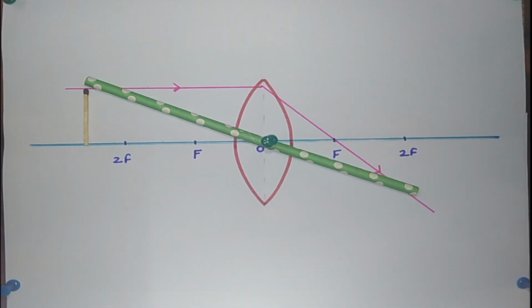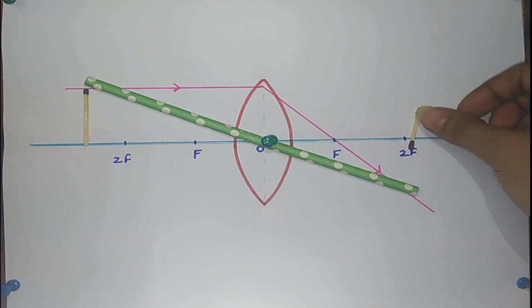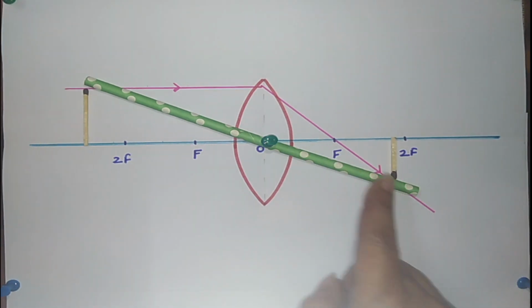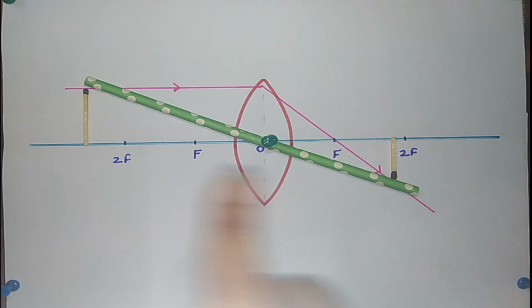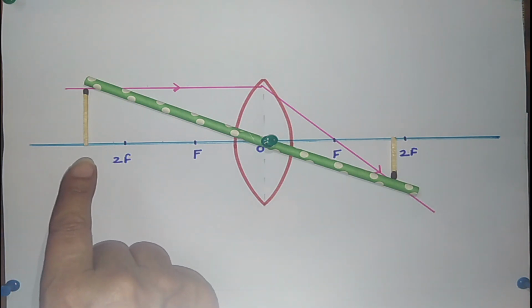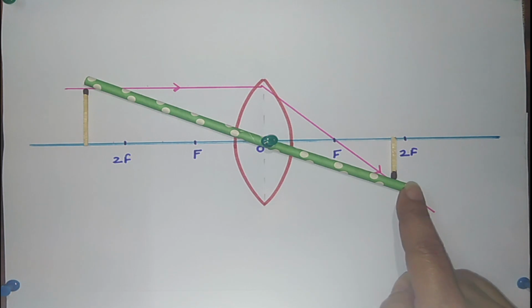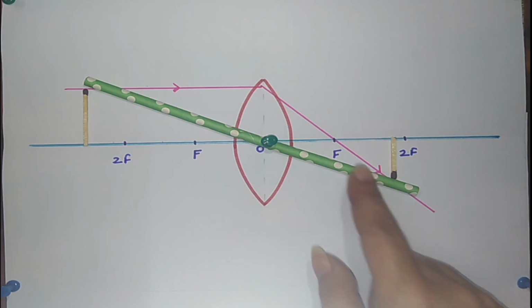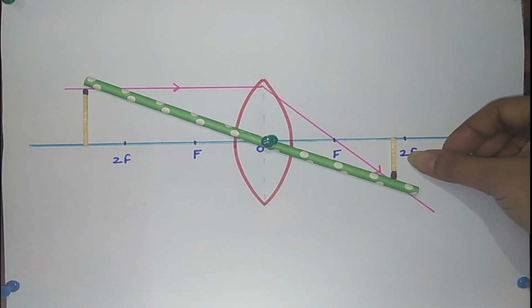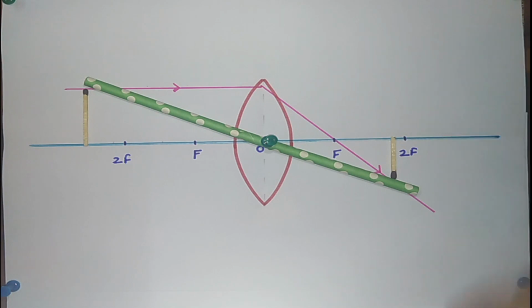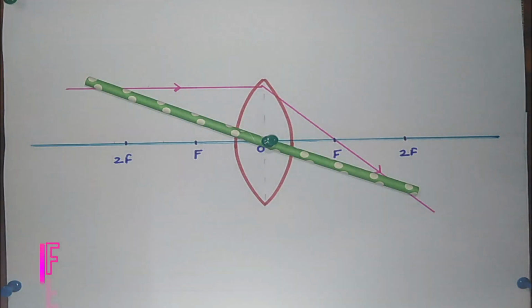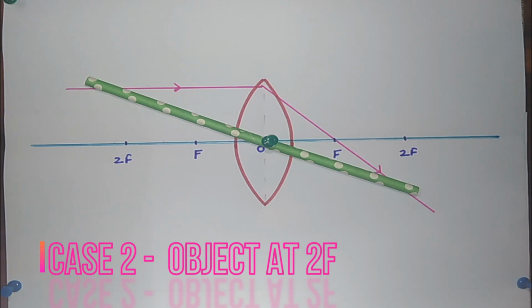To denote the image, I will place another matchstick. If you compare the size of the image with that of the object, the size is smaller. So when the object is beyond point 2F of the lens, the image formed is diminished, inverted and real. Another important thing is the position of the image. You can see clearly that when the object is placed beyond 2F, the image is formed between F and 2F.